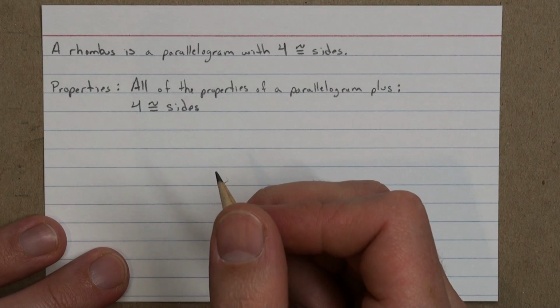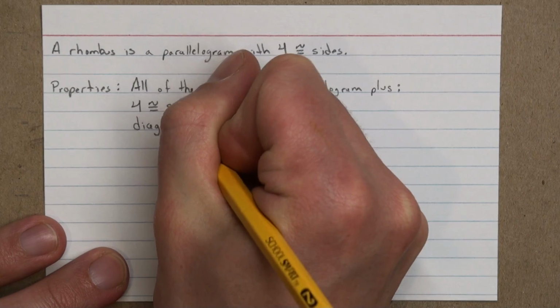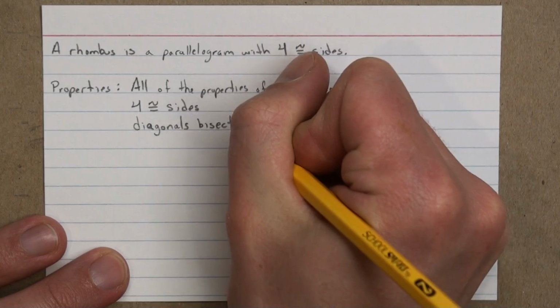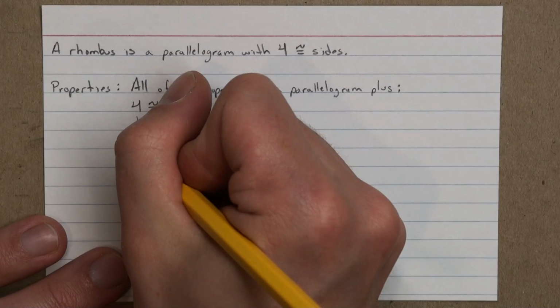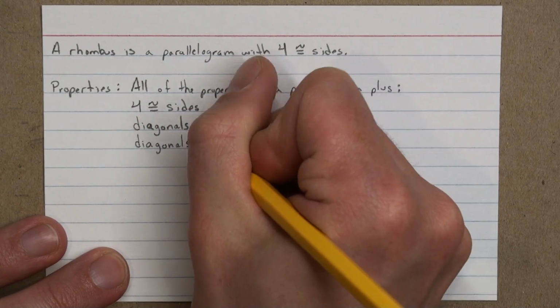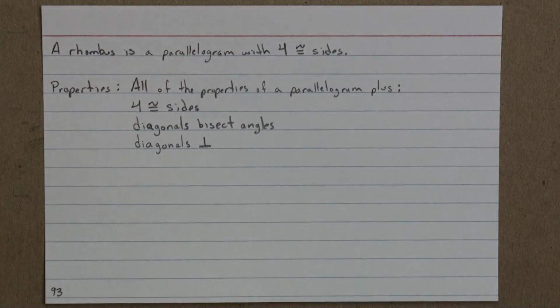the diagonals bisect the angles. So diagonals bisect angles, and the diagonals are perpendicular. So those are our additional properties. Now it doesn't have the additional properties of a rectangle, right? It has all the properties of a parallelogram plus these three additional properties. So let's draw a couple of pictures on the back.